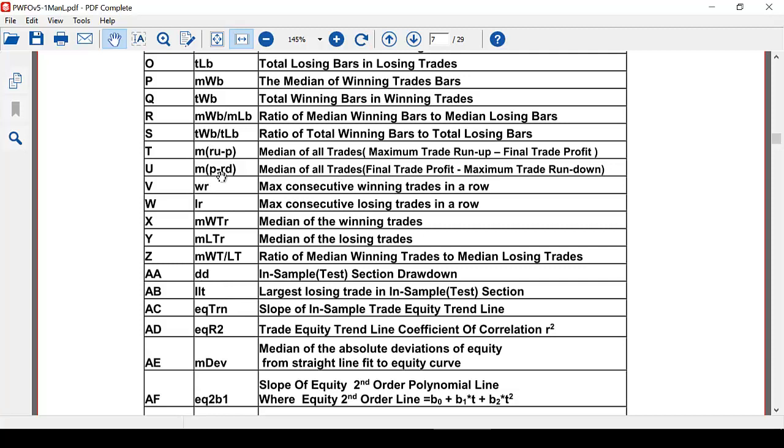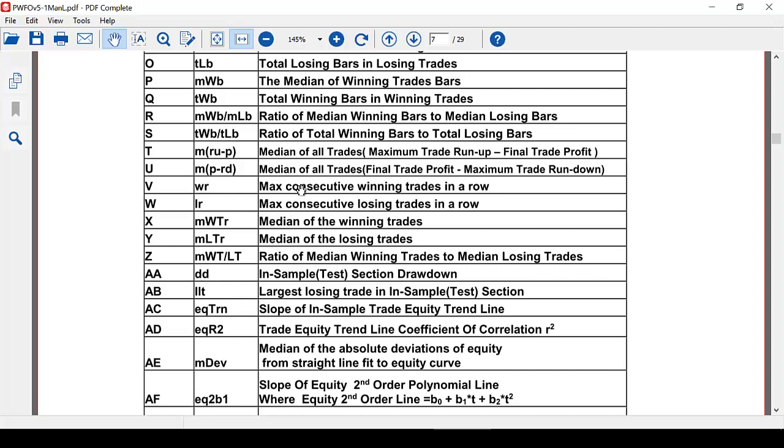Also, we have a median profit minus rundown: the final profit minus the maximum trade rundown. We want the final profit to be as high as possible over the range between the maximum trade run up and the maximum trade rundown. So this would be the median of this difference.